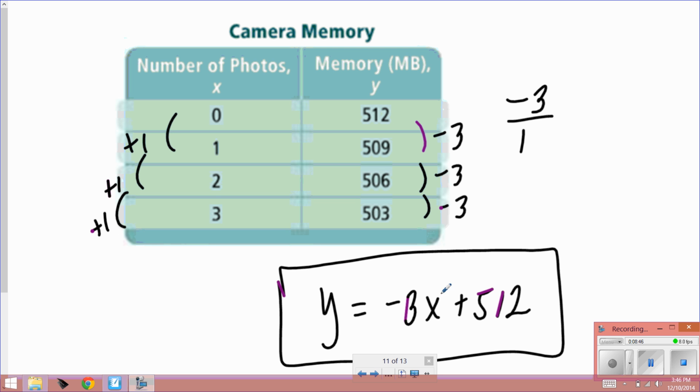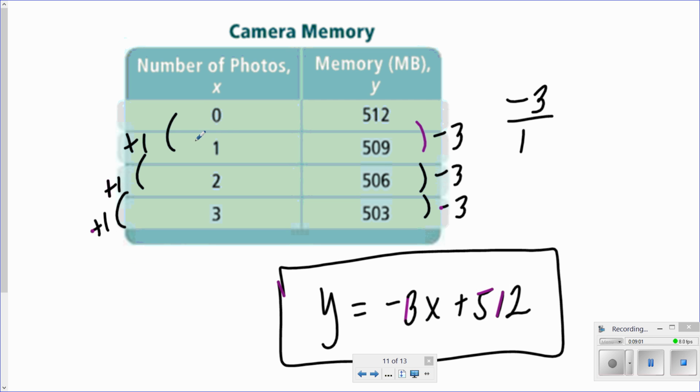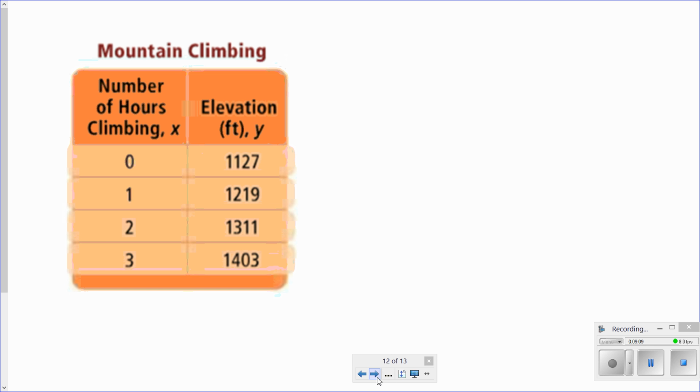So you should see that the rate of change here is I'm subtracting 3 every time. Over here in the X, I'm adding 1, so it's always Y over X. This is my rate of change. It always goes in front of my X. So I have negative 3. I come back and look for when X is 0. Y is 512. Try one more on your own.